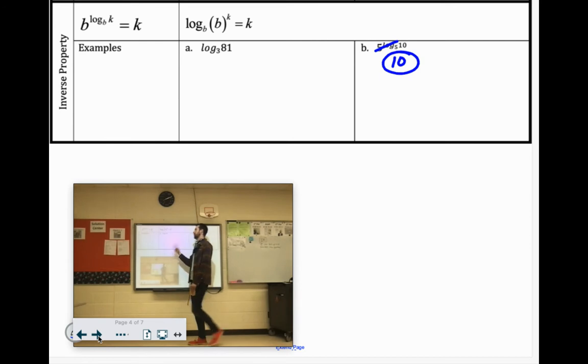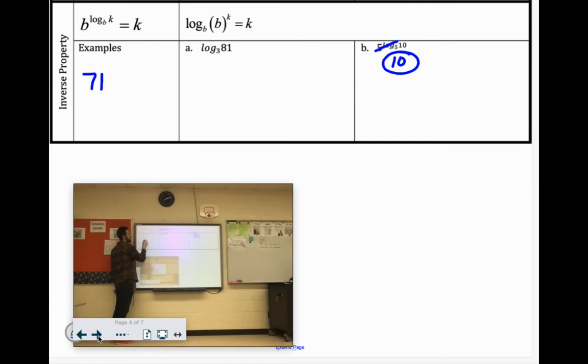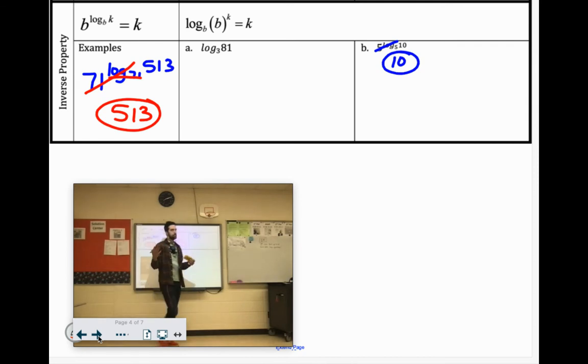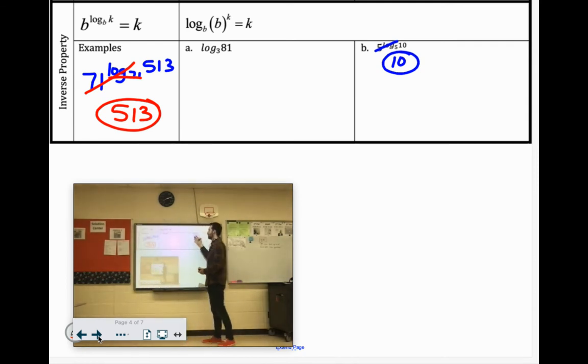So if we were to write our own example, because again, example A doesn't match up with this. If I had 71, and that was raised to the power of log 71, 513, right? This is, of course, we're going ridiculous on this. But you have 71 raised to the power of log sub 71. Those just cancel each other out, so you're just left with 513. That's it. That's the idea of that property. If you have something and the exponent is log of that exact same thing, those two things cancel each other out.